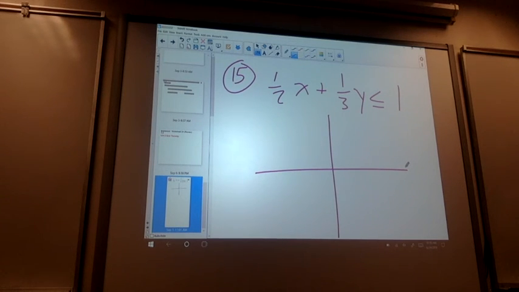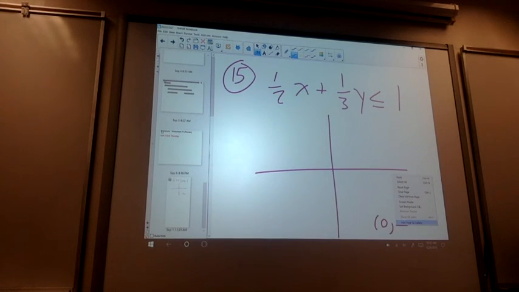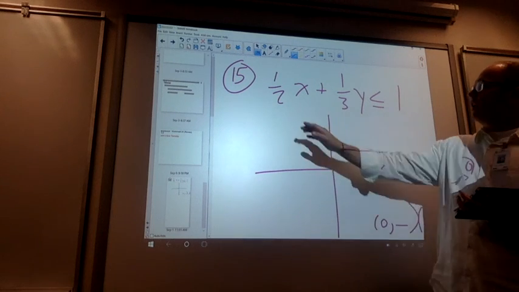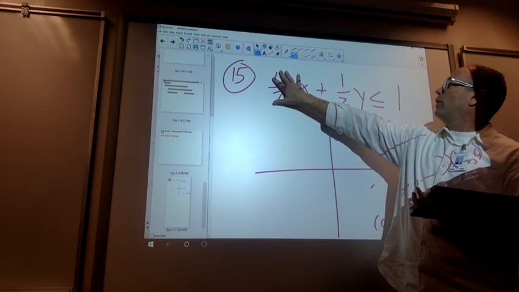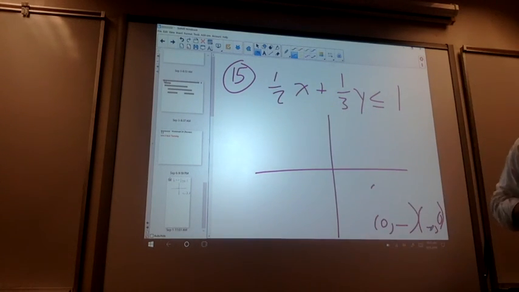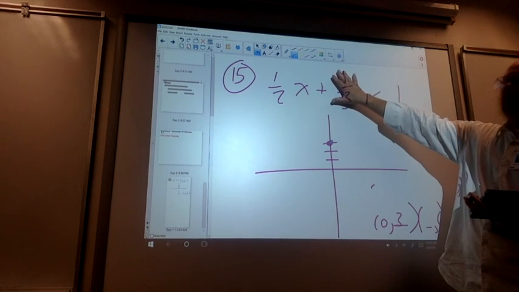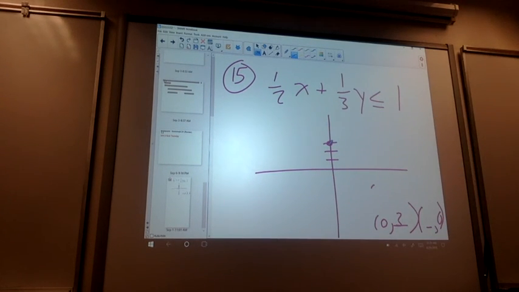I can totally do the cover method to find the x and y intercepts. So I'm going to go 0, comma, blank, and blank, comma, 0. All right, this is an x value, so I'm going to cover x. So I get 1/3 y equals 1, so y equals 3. So I get 0, comma, 3. This is a y value. I'm going to plug that in, so I get 1/2 x equals 1, so x is 2.